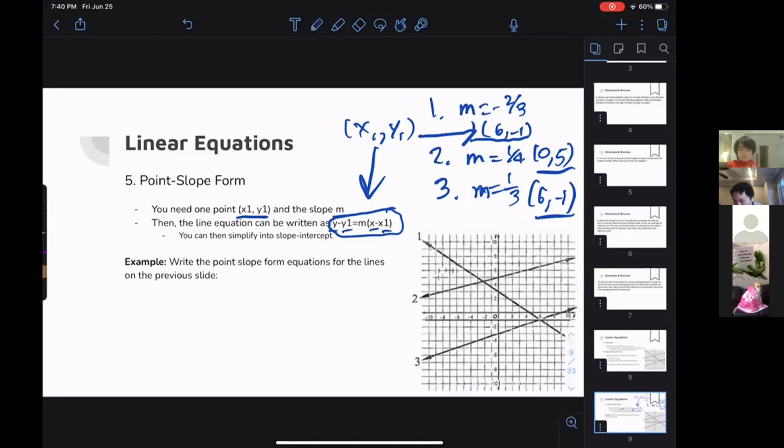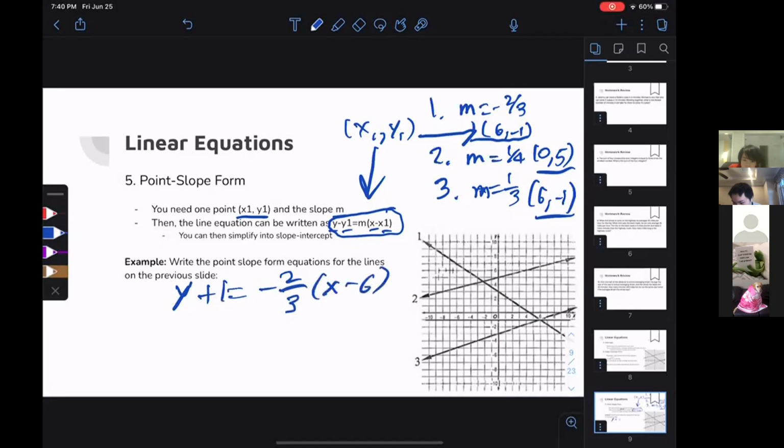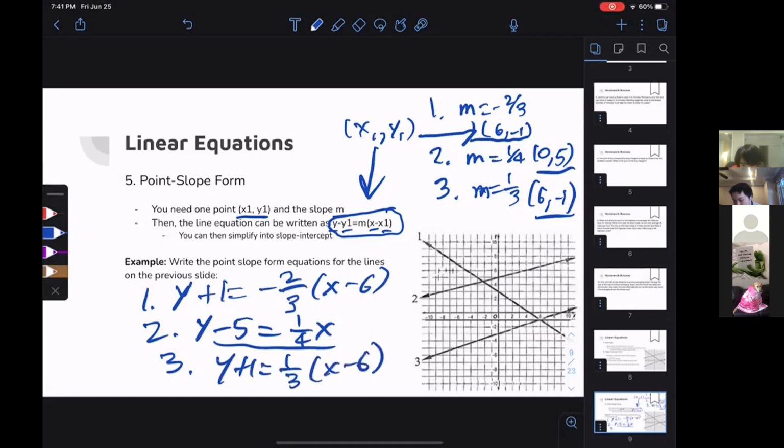So for number 1, the point-slope form should just be y plus 1, or minus -1, if you left it in like that, which is good, equals -2/3 times (x minus 6). For 2, it is y minus 5 equals 1/4 x. You can view slope-intercept form as a special case of point-slope form where you use the y-intercept as the point that's given to you, which you can see with this line. And then the last line is y plus 1 is equal to 1/3 times (x minus 6).